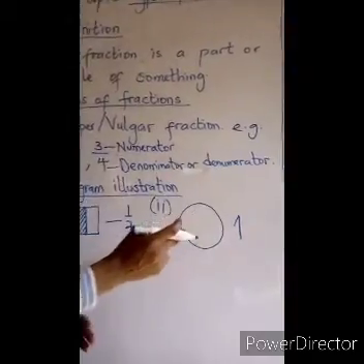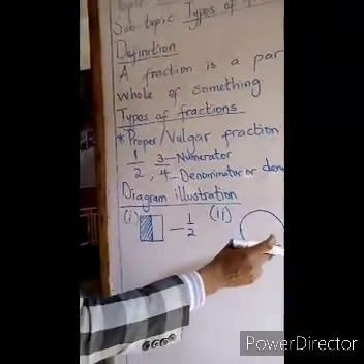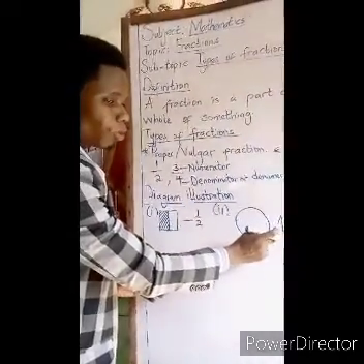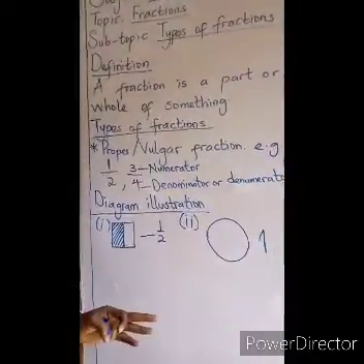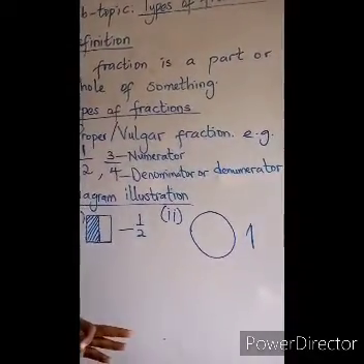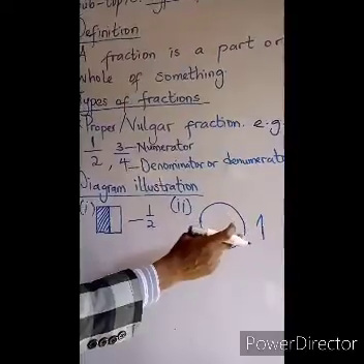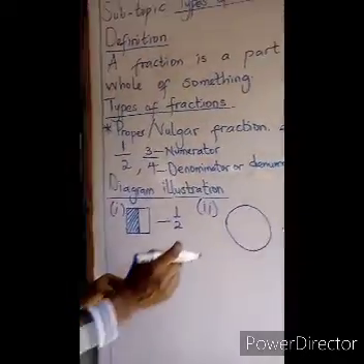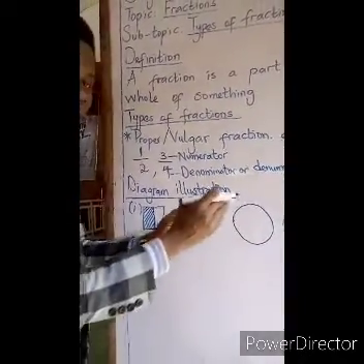You can see the way I'm writing my 1. This is the way to write 1 in print in a standard way. If you ask your kid at home, your child, your ward, they will tell you this is the right way to write 1. All right. This is a whole because it has not been shaded.